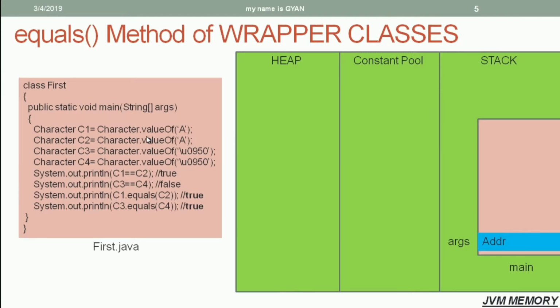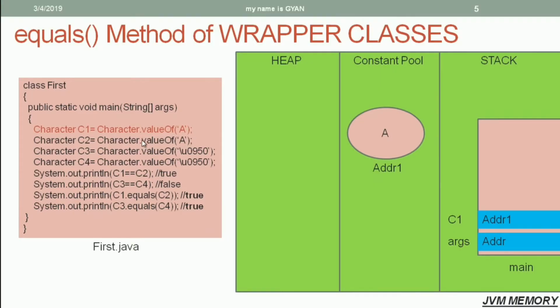Here in the first statement, we are creating a new character object with the content A, and since the value of A is in the range of 0000 to 007F in hexadecimal, a character object containing the Unicode of A will be created in the constant pool, and a reference to that object will be stored into the reference variable C1. It should be C1, not L1.